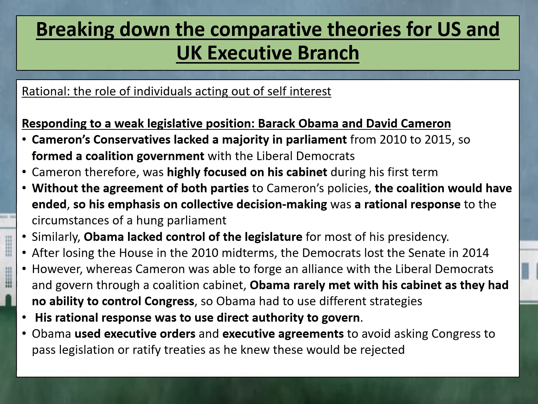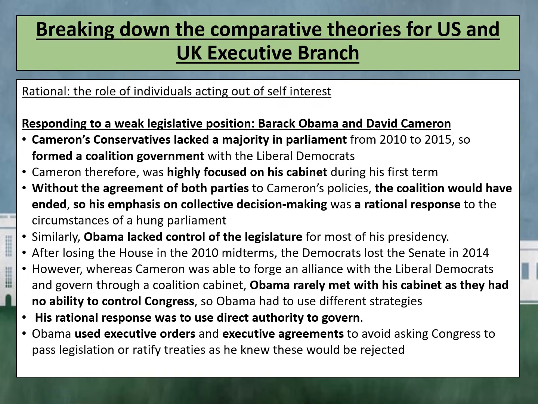Similarly, Obama lacked control of the legislature for most of his presidency. After losing the House in the 2010 midterms, the Democrats lost the Senate in 2014. However, whereas Cameron was able to forge an alliance with the Liberal Democrats and govern through a coalition cabinet, Obama rarely met with his cabinet as they had no ability to control Congress, so Obama had to use different strategies. His rational response was to use direct authority to govern.